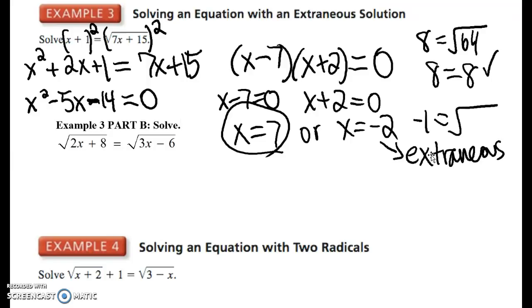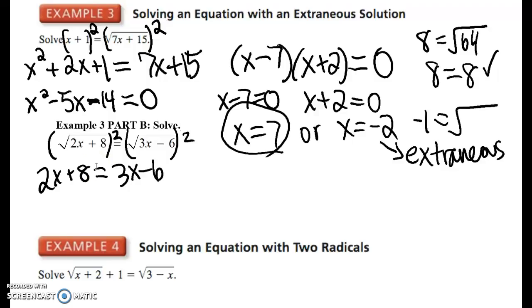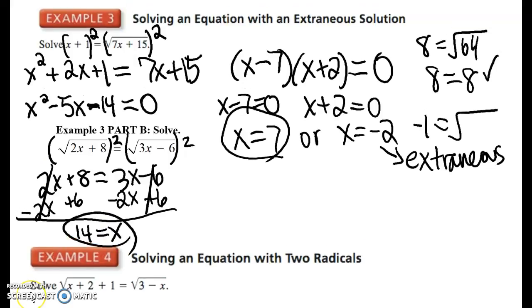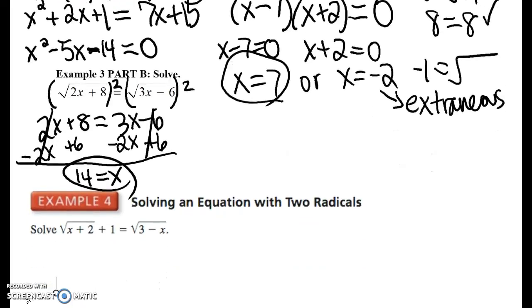And now let's look at example 3, part B. This is actually a little bit easier because if we square both sides, then we're just left with 2x plus 8 equals 3x minus 6. Go ahead and try to solve that one on your own. So you should have subtracted 2x from both sides, or you could have done the 3x, but I like to keep it positive, and added 6 to both sides so that you get 14 is equal to x. So x equals 14 is my answer.